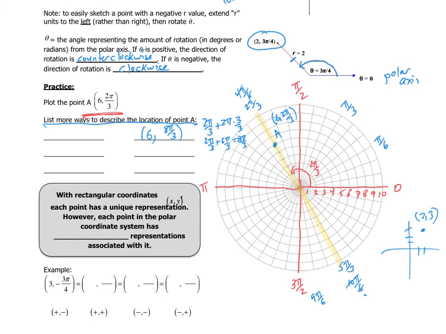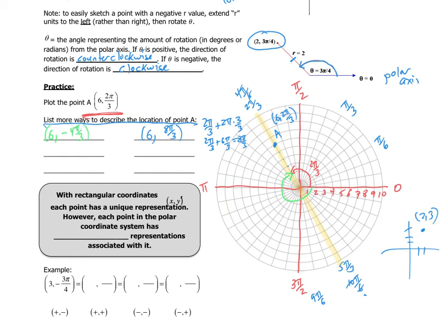How else could we name it? Instead of going 2 pi over 3 in the positive direction, I could think of rotating in the negative direction. So I could also name this point as 6, negative 4 pi over 3.